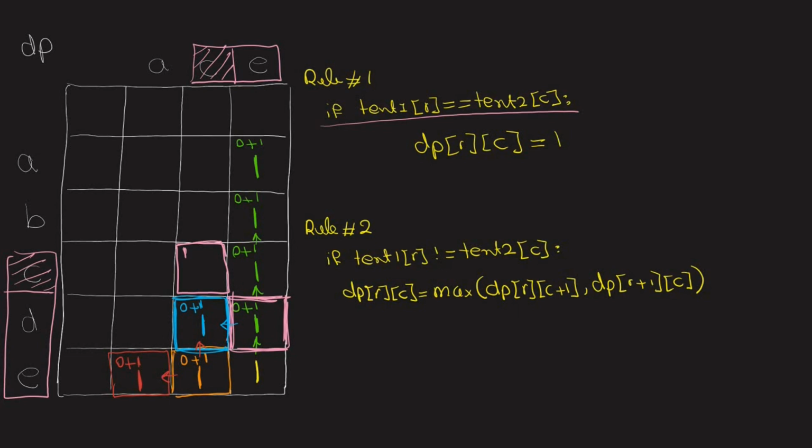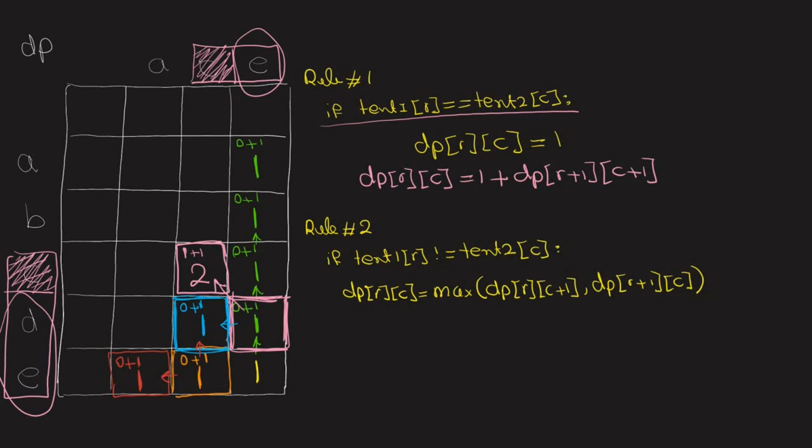So I just need to put the value from that cell and sum to 1. So here is 1 plus 1, so this should be 2. So I modify my rule number 1 and say that dp r c equals 1 plus dp r plus 1 c plus 1. This is the diagonal. Again, when they match, it means that the c and c are matching, and we just need to compare the rest of that. Here we compare the e to de, which is this diagonal element that we already calculated. Okay, so this is our modified rule number 1.